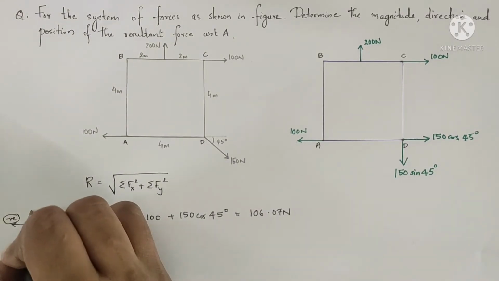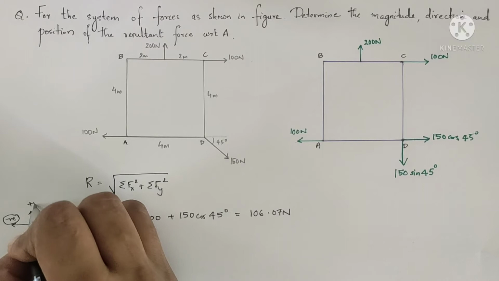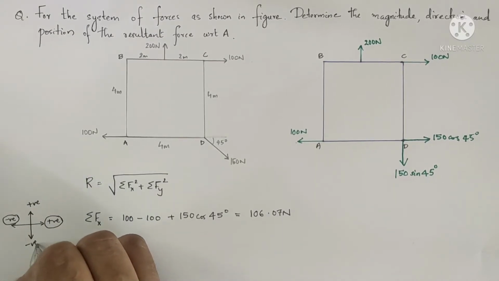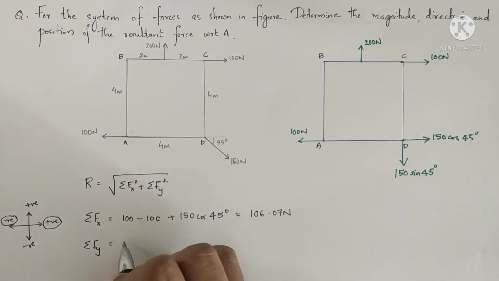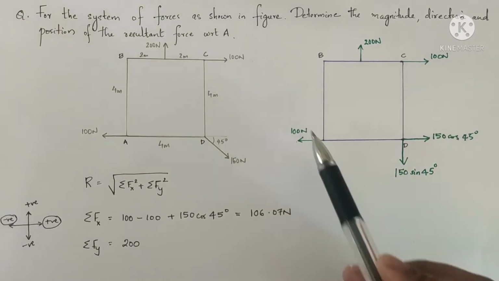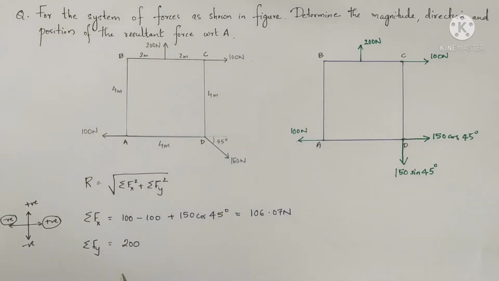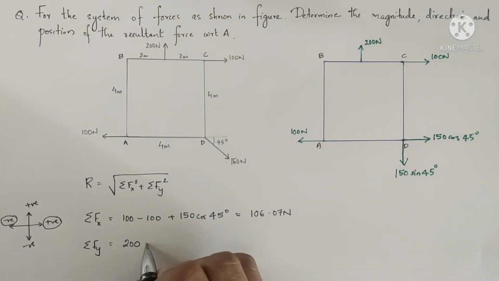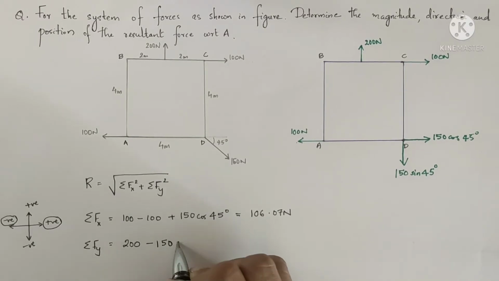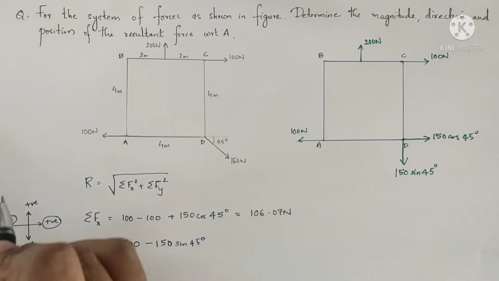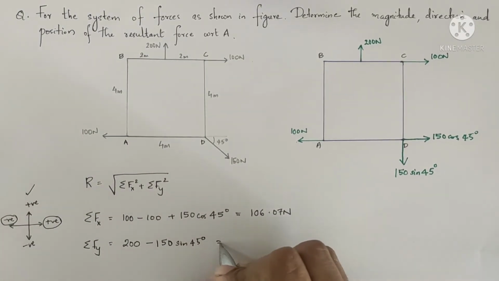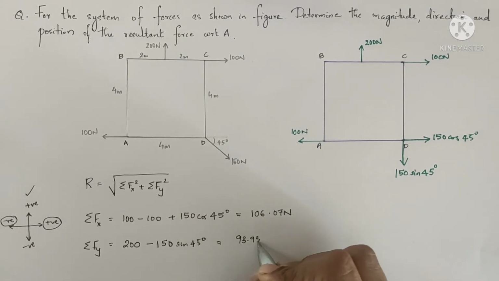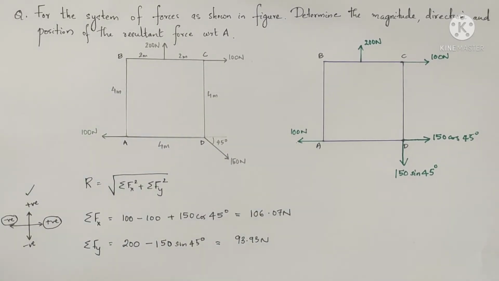Now let's calculate sigma fy. Towards the upwards direction it's positive, towards the downward direction would be negative. So consider the vertical forces. 200 Newton is acting upwards, right? So plus 200. Now look at this figure. 150 sine 45 degrees acting in the downward direction, right? So that is minus 150 sine 45 degrees. This is the sign convention that we are using. So that is equal to 93.93 Newton. So we have calculated sigma fx and sigma fy.